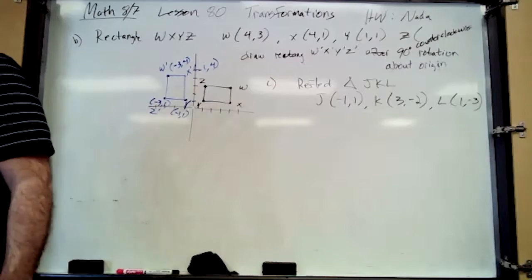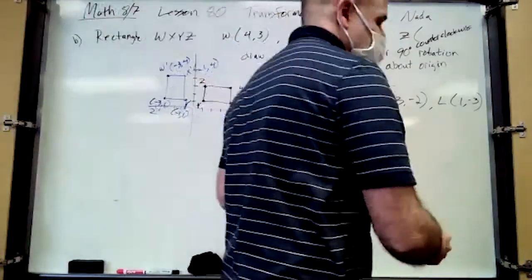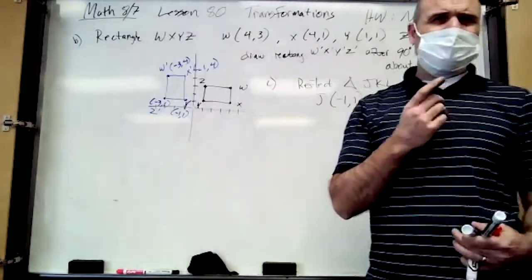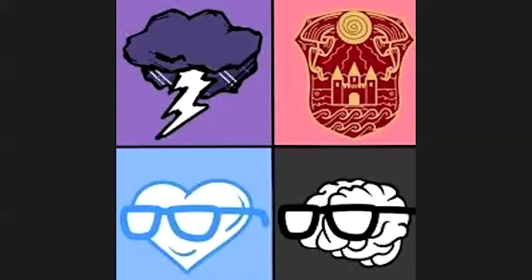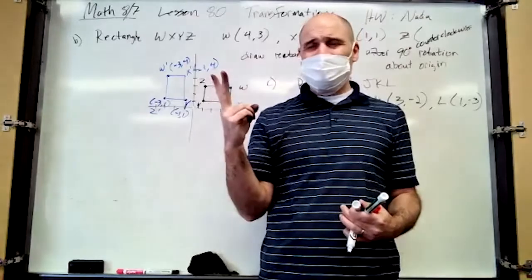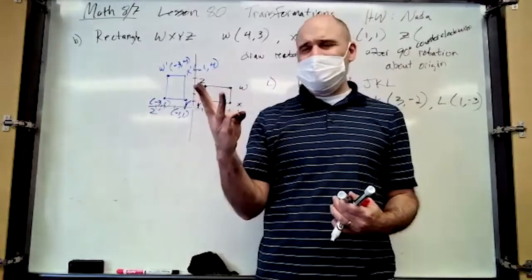We're on lesson 80, and we're talking about transformations. The three types of transformations are what? Reflection is one. What else? Translation. What's the third? Rotation.